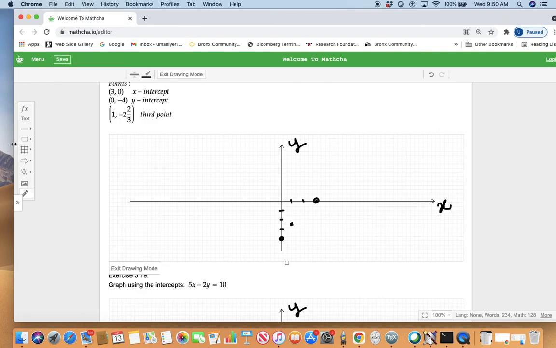All right. So those are your 3 points. We are ready to graph our line joining these 3 points.